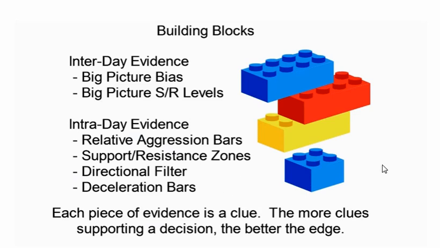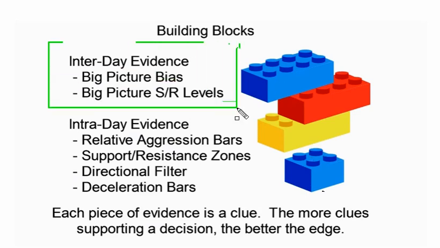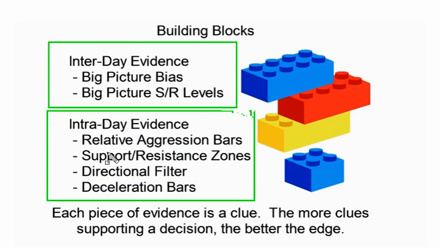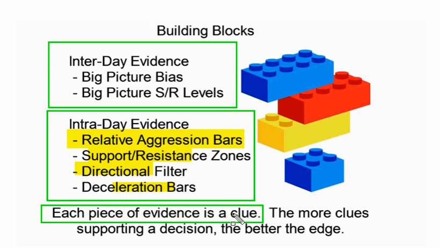So with our software and our way of looking at the market, you can look at this as building blocks or pieces of evidence or pieces of the puzzle. We look at the bigger picture evidence, our bigger picture bias and bigger picture support and resistance level. Then we look at our intraday or real-time evidence, especially these level 2, level 3 relative aggression bars. We also have the support resistance zones, the filter, deceleration. And the idea here is that each of these building blocks is a piece of evidence or a clue.